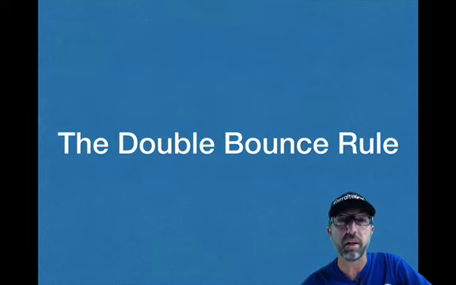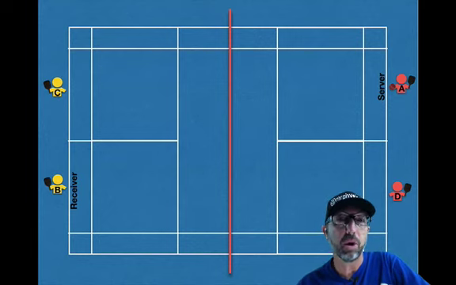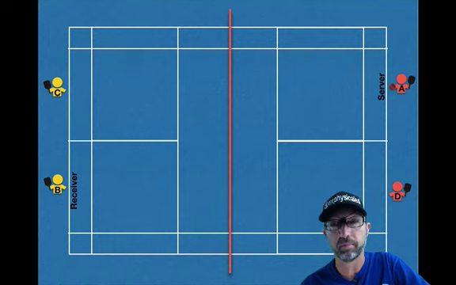So let's move on. The double bounce rule. This one gets a lot of beginners. So let's go over it really close and really careful. You can see that player A is the server and player B is the receiver. Player A is going to serve the ball diagonally to player B, the receiver, and the receiver has to let the ball bounce before they can hit the ball back to the serving team.